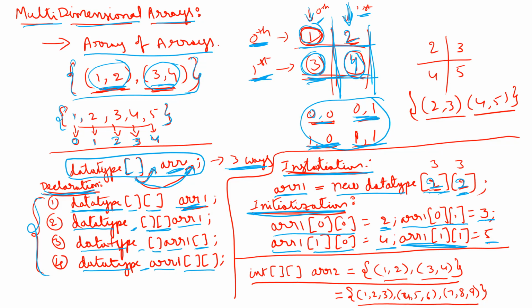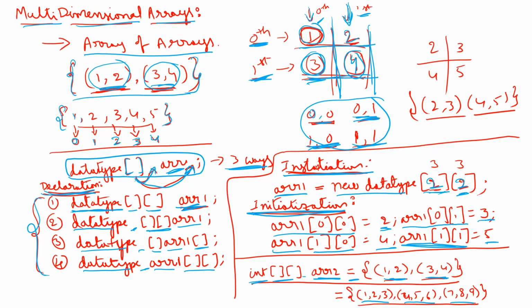Let's say I am creating an integer type multidimensional array. So the data type is int here, and then 2 square brackets, space, the name of the array equals to, I can directly give the elements here. It is a 2 by 2 multidimensional array. So 1, 2, 3, 4. If I want to create a 3-dimensional array, 1, 2, 3, 4, 5, 6 and then 7, 8, 9.